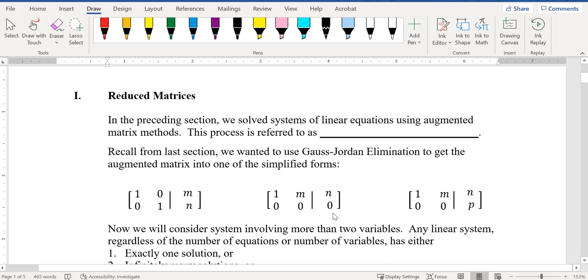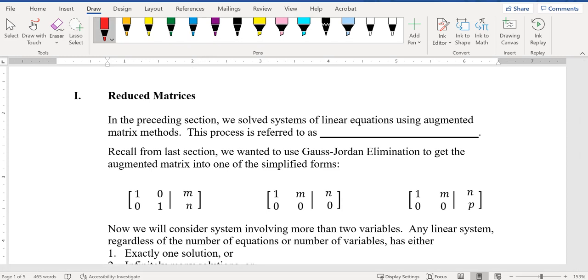So, reduced matrices. In the preceding section, Section 2, we solved systems of linear equations using augmented matrix methods. This process is referred to as Gauss-Jordan elimination. So there's your first vocab word. It's referred to as Gauss-Jordan elimination.